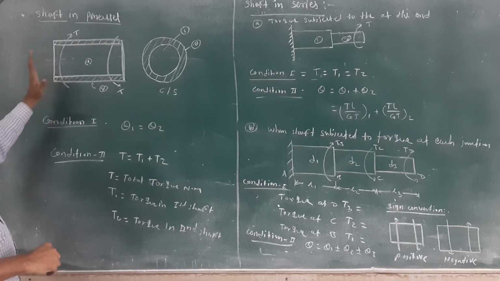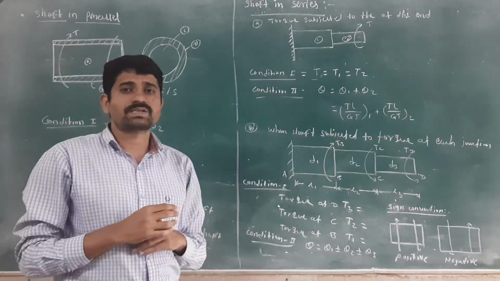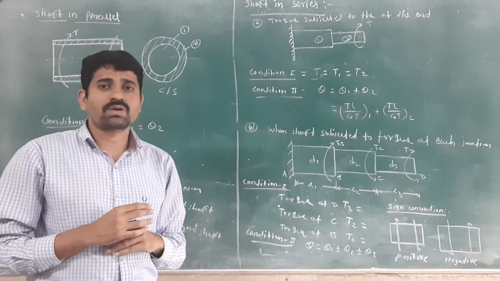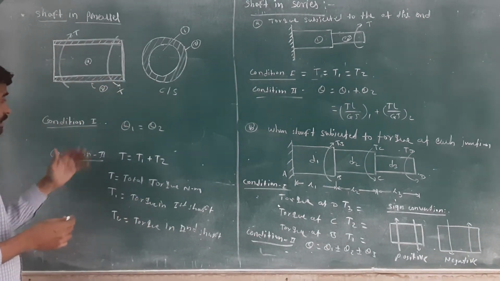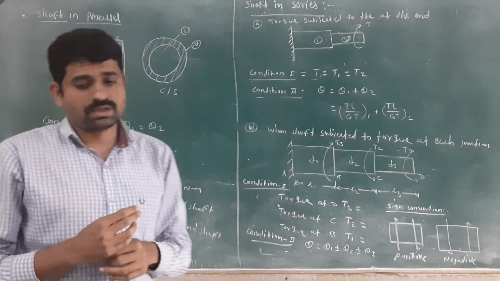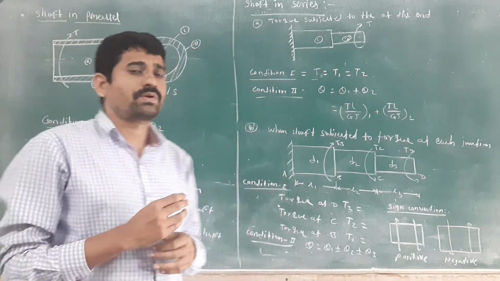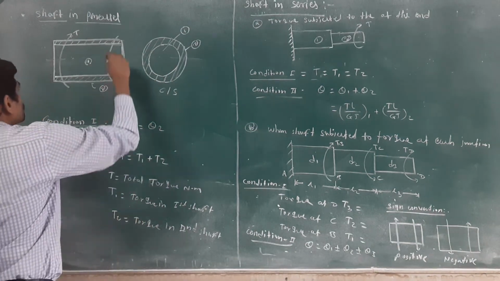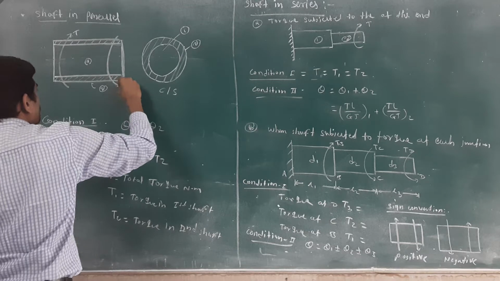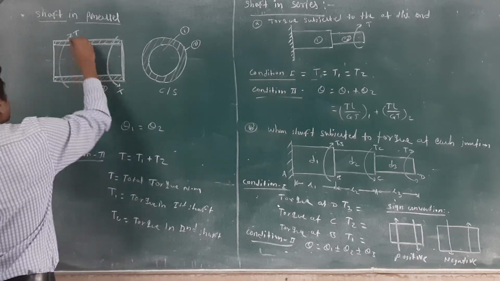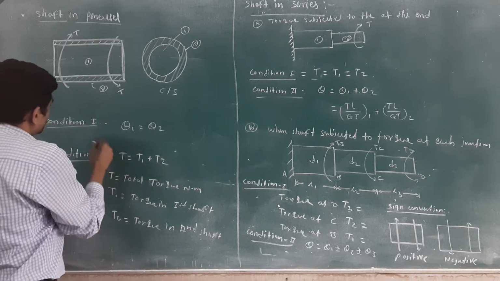If this type of shaft is given and we want to find out the total torque applied on that shaft, then how to calculate that total torque? Or suppose we want to calculate the theta value. You know theta is the angle of twist for both shafts. If on the shaft this torque T is applied in the anti-clockwise direction and here in the clockwise direction, then we will get the first condition.